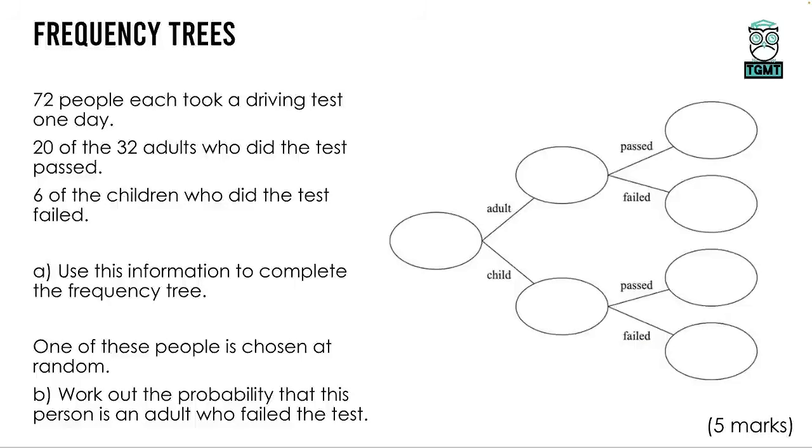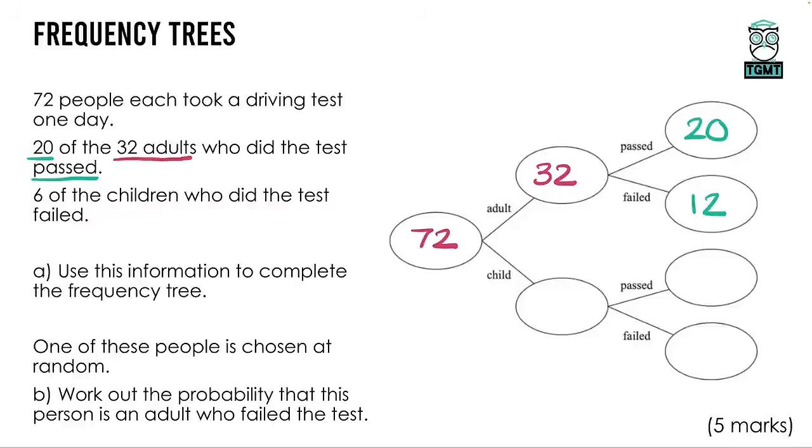And looking at this one, we have a frequency tree. So 72 people each took a driving test. 20 of the 32 adults who did the test passed. So it tells us 72, so we can put that into our frequency tree straight away. 20 of the 32 adults, so it says there are 32 adults, that part just there, and it says 20 of them passed. So 20 passed. And straight away that means we can actually work out that 12 failed.